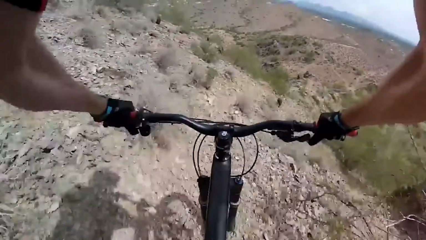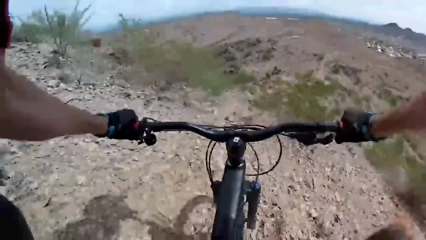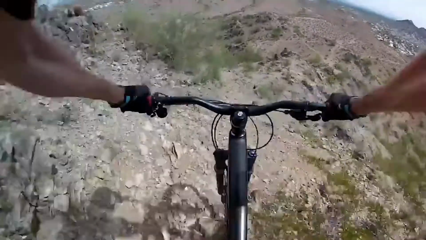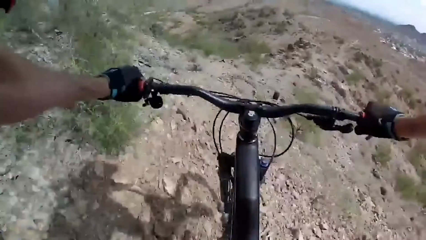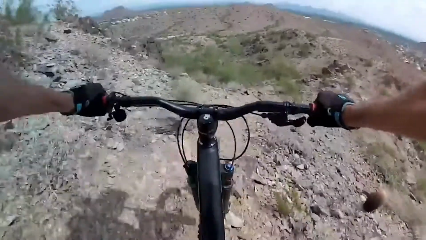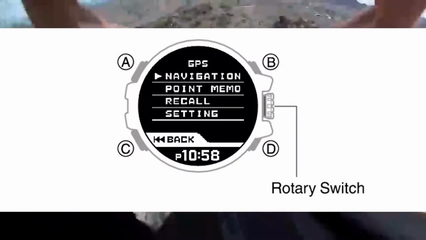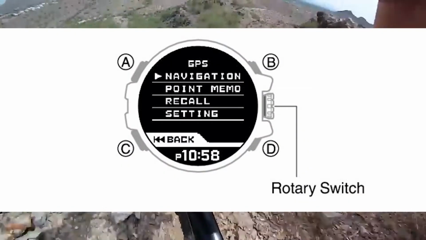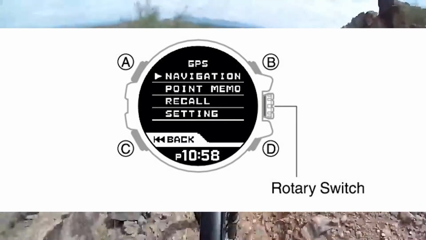Alright, let's walk through how to set the GPS signal receive interval. So step 1, if the navigation operation is in progress, I want you to go ahead and stop it. We walk through how to stop the navigation in part 2 of this video series. Step 2, you want to press the rotary switch. Step 3, you want to rotate that rotary switch to move the pointer to setting, then press the rotary switch.